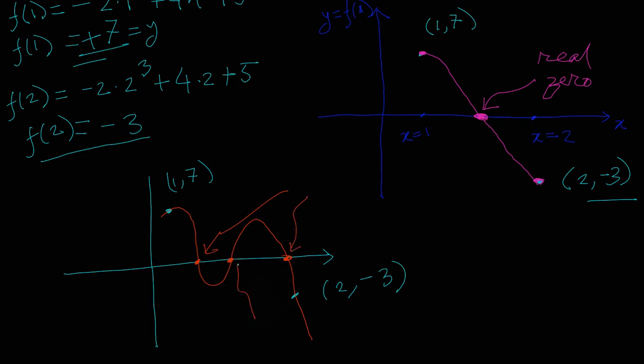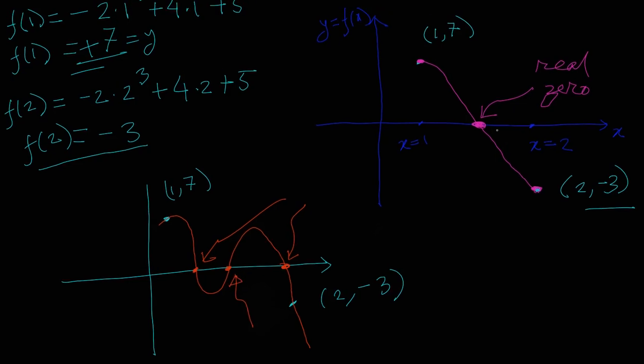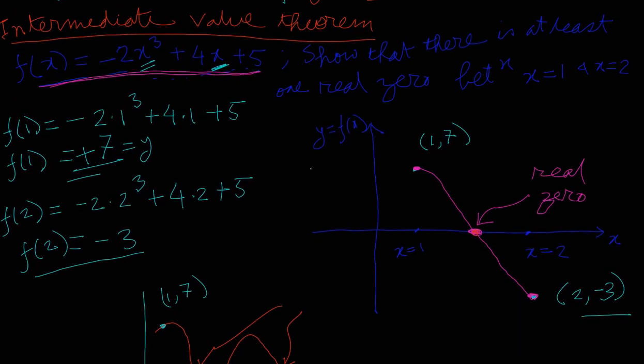Okay, but I can say for 100% sure I must have at least 1 real 0, or I can have more than 1. So we prove that for this particular polynomial function, I have at least 1 real 0 between x equal to 1 and x equal to 2. So this is called the intermediate value theorem. All right, so I hope you understand the intermediate value theorem.